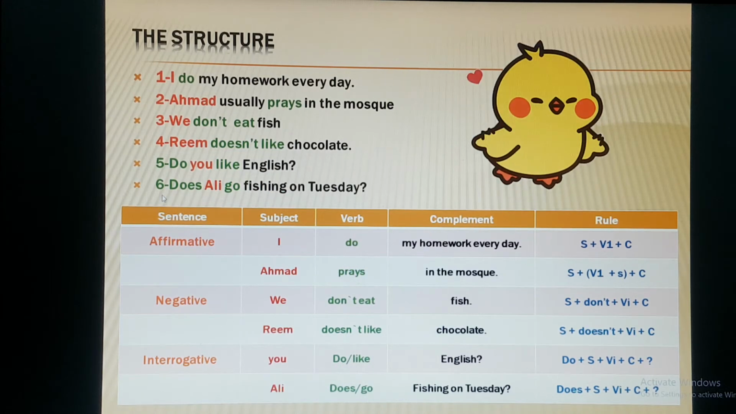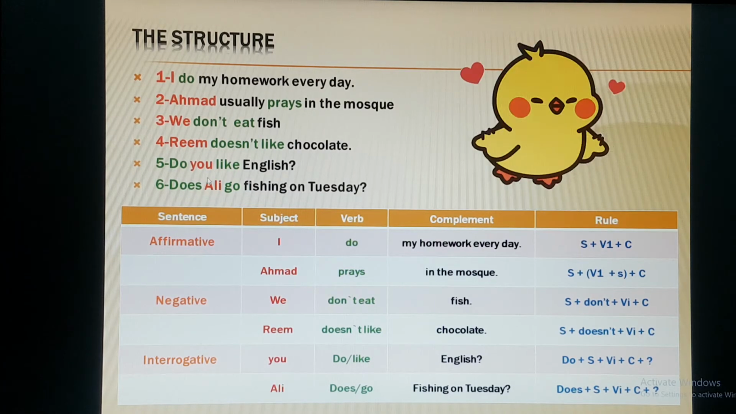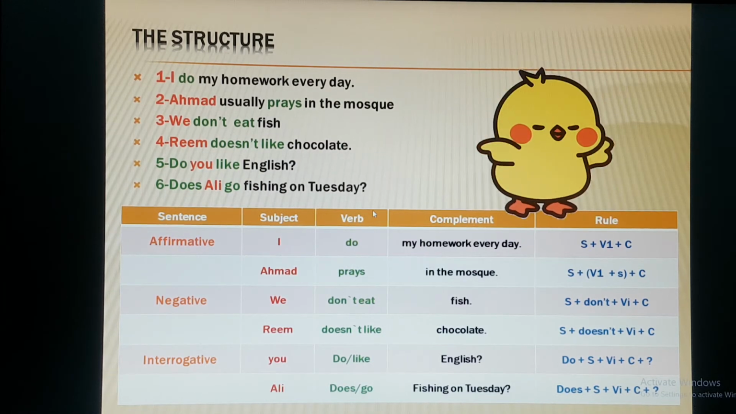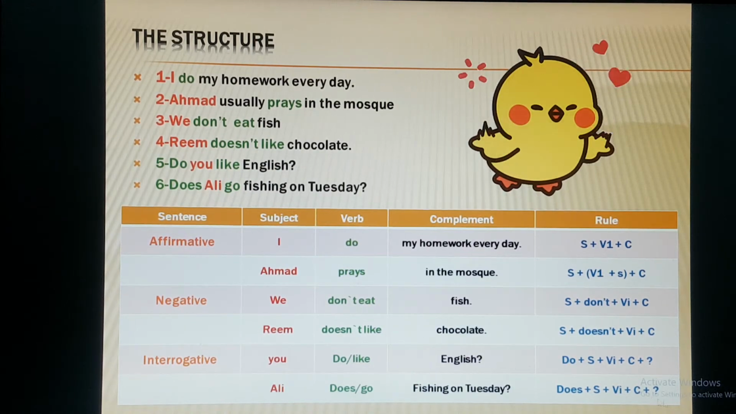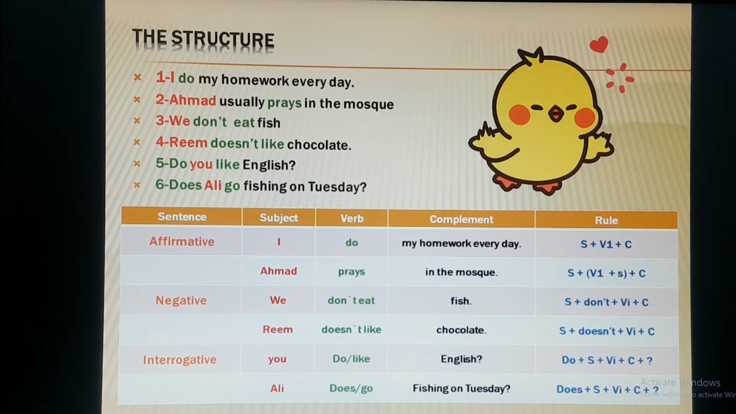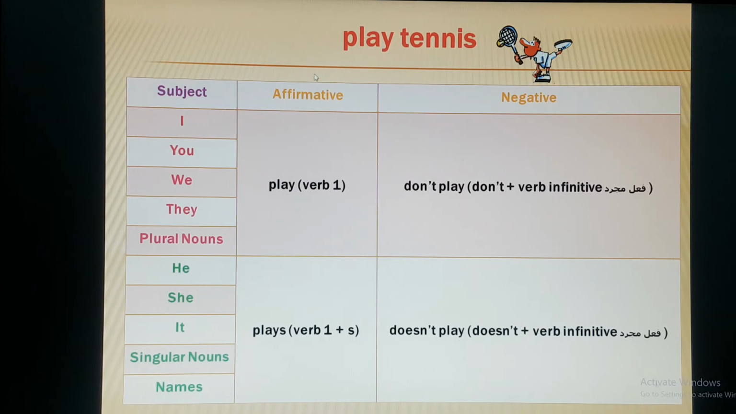And here in sentence 6, does is the auxiliary, Ali is the subject, go is the verb, fishing on Tuesday is the complement. So القاعدة العامة للinterrogative بنبلش بدو or does plus subject plus verb 1 اللي هو verb infinitive plus complement plus question mark. Now we have this example, play tennis, and we have different types of subjects.